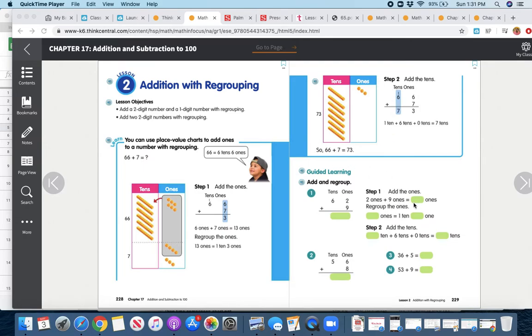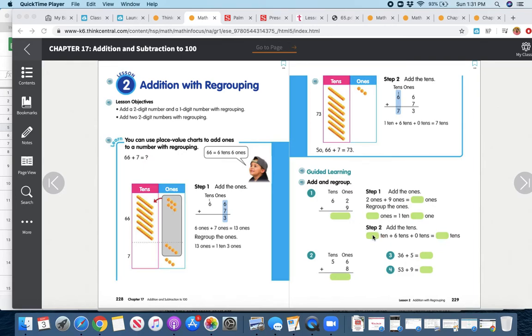How many ones are you going to get? You're going to get 11 ones. So here you have 11 ones. We regroup them into 1 ten and 1 one. So the 10 goes in the tens place and the 1 goes in the ones place.